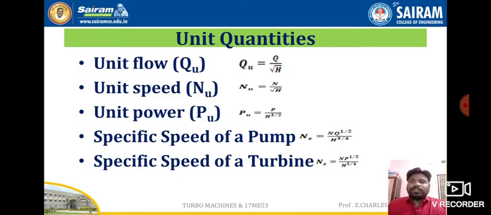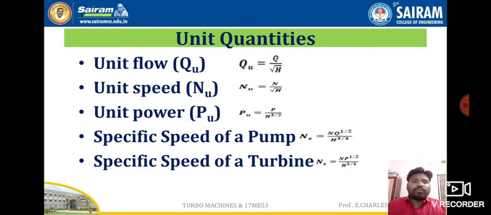Moving on, this is unit power. Unit power is the power developed by a hydraulic machine while working under a unit head. Again, it is for unit head how much power is generated. That is nothing but unit power Pu. Pu is equal to P divided by H to the power of 3 by 2, where P is power and H is head. This is the formula for unit power.